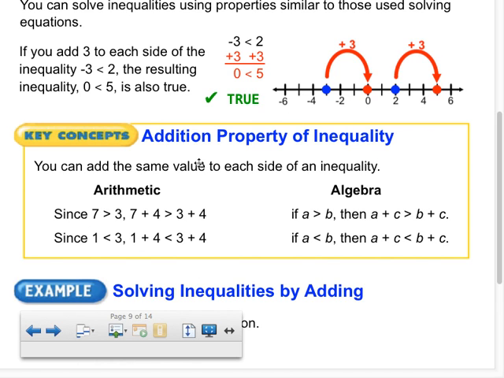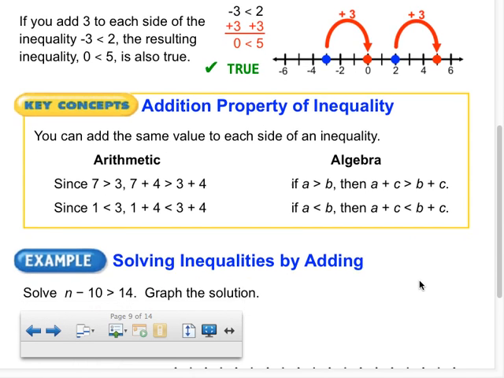It's basically saying what I just showed you. You can add the same value to each side of an inequality, and it's still going to be true. So here, 7 is greater than 3. If I add 4 to both sides of the inequality, it's still a true statement. Algebraically, that's the same case here. If A is greater than B, then if you add C to A and add C to B, it's still true. Also, the same for less than. 1 is less than 3, add 4 to both sides, that's still true. If A is less than B, add C to both sides, that's still true.